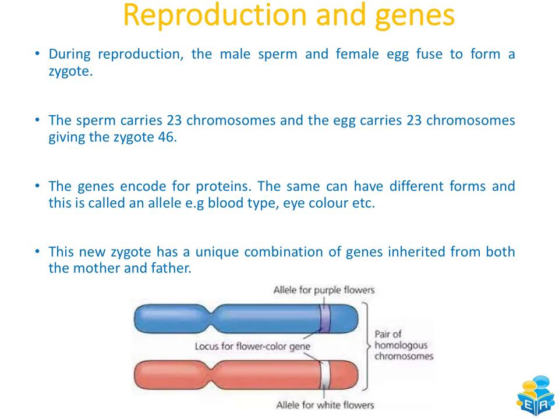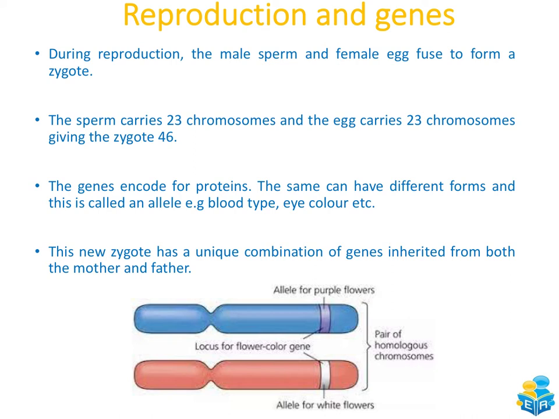Now, we've already mentioned some of this already. So we've mentioned how during reproduction, the male sperm and the female egg will fuse to form a zygote. 23 chromosomes from the sperm, 23 chromosomes from the egg, which will give the zygote 46. But there's going to be some variation there in the offspring because we're not getting them all from one parent. We're getting some from one parent and the rest from another parent, half and half. That's going to lead to variation.